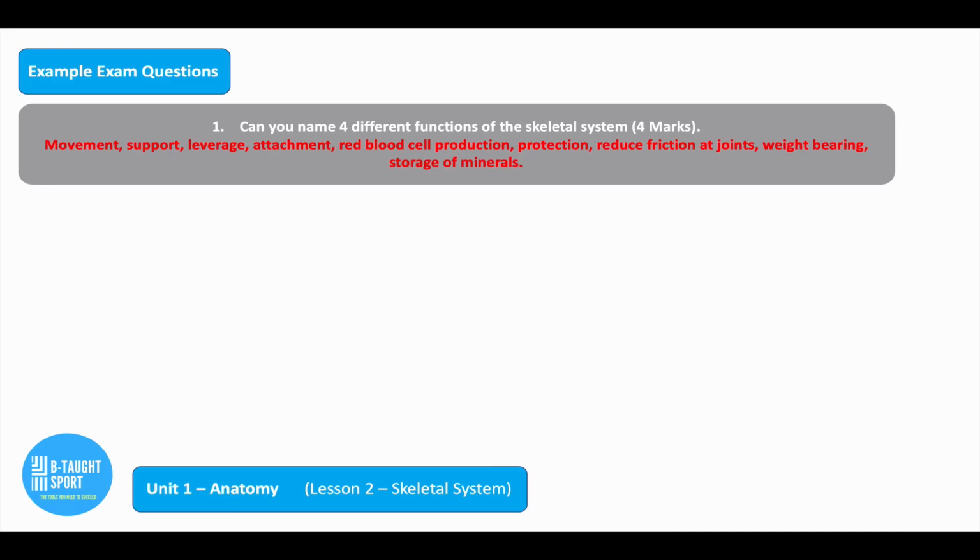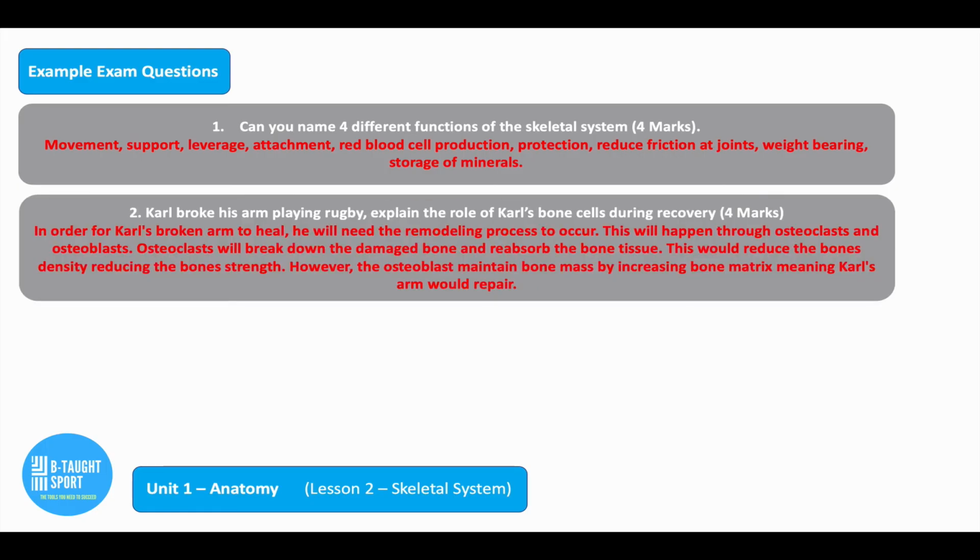Hopefully you got all 4, because that was quite an easy one. Now the second one was quite difficult, and again this is all about the process of remodelling. So Carl broke his arm playing rugby. Explain the role of Carl's bone cells during recovery. And again, there are 4 marks up for this.